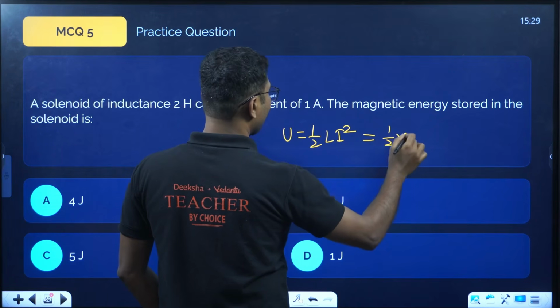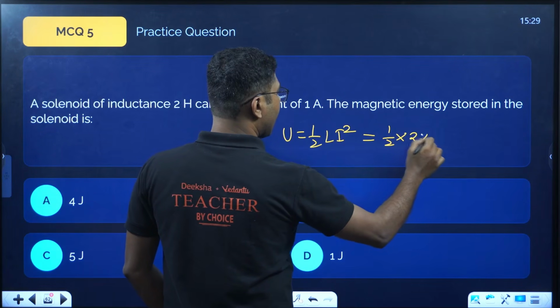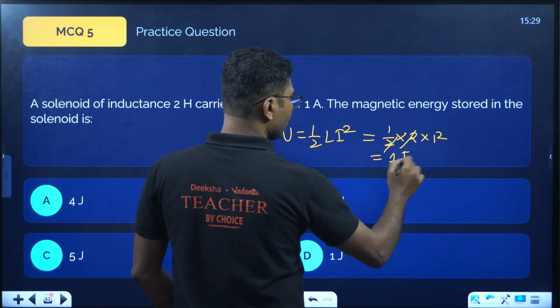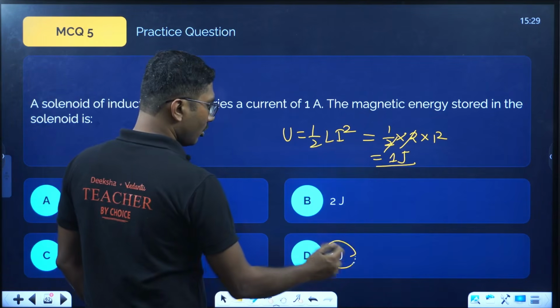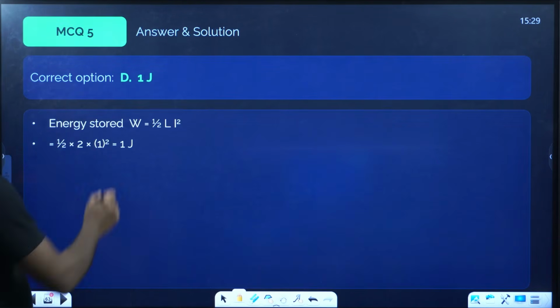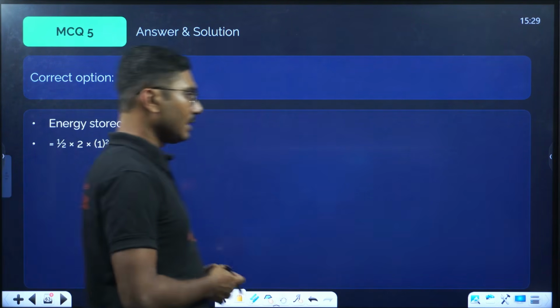So half into L is 2 Henry and current is 1, so it will be 1 joule. Okay, so the energy stored in the coil is 1 joule only. Okay, not 5 joule, not 2 joules, 1 joule only. Easy, simple. Put in the formula and get the answer directly.